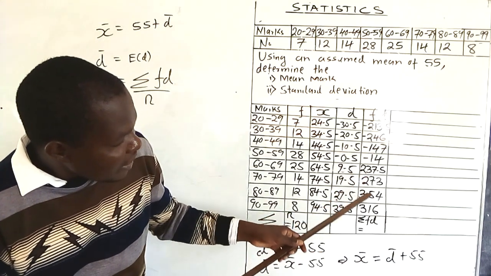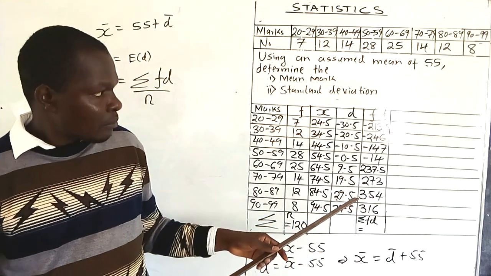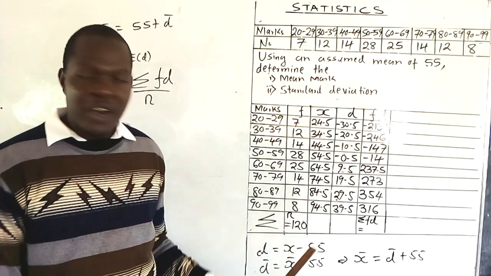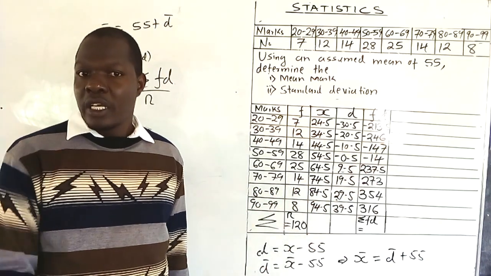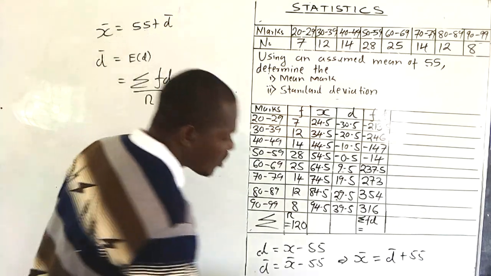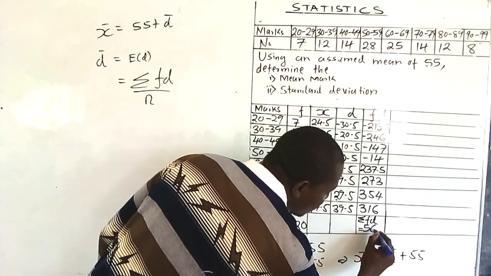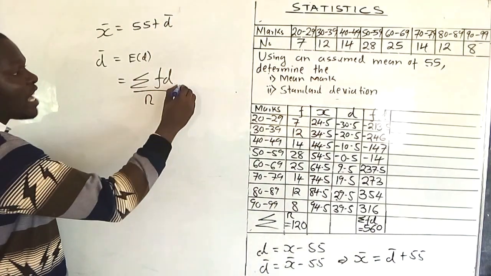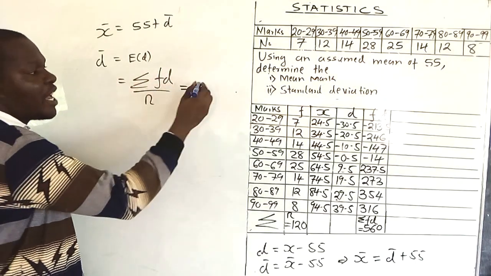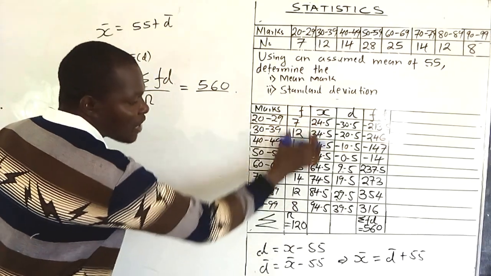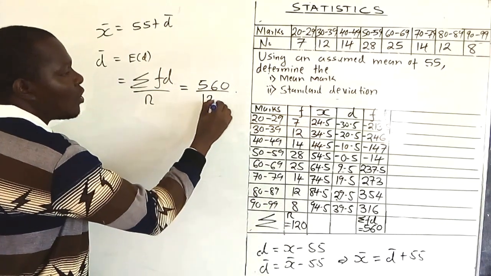That thing is more than 300. It is? 560. 560. My friend, do the right summation. 560. So you just substitute the values. If you sum all the fd's, you found 560. Divide by their total number. If you sum all the f, you found it is 120.